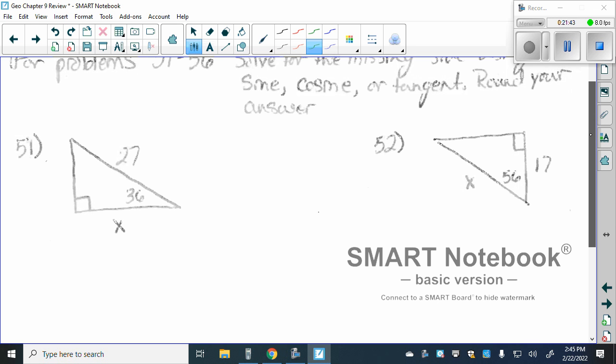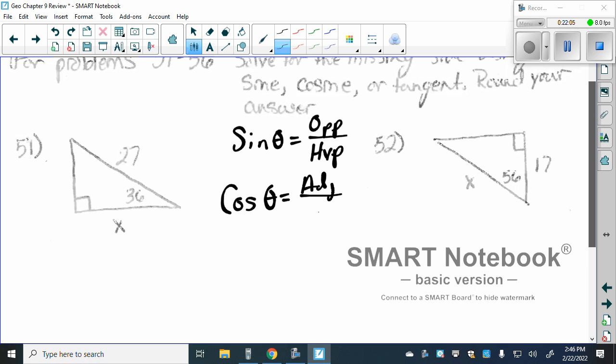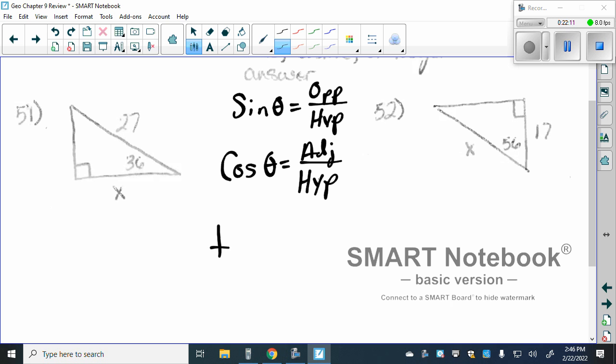All right, 51 through 56, because I don't think we have too many more sets left. Now looking at all these here, we're going to either use sine, cosine, or tangent to solve. We're going to use sine if we're given the opposite side and the hypotenuse. We're going to use cosine if we're given the adjacent side and the hypotenuse. And we're going to use tangent if we're given the opposite side and the adjacent. So depending on what we're given is going to be which one we use.